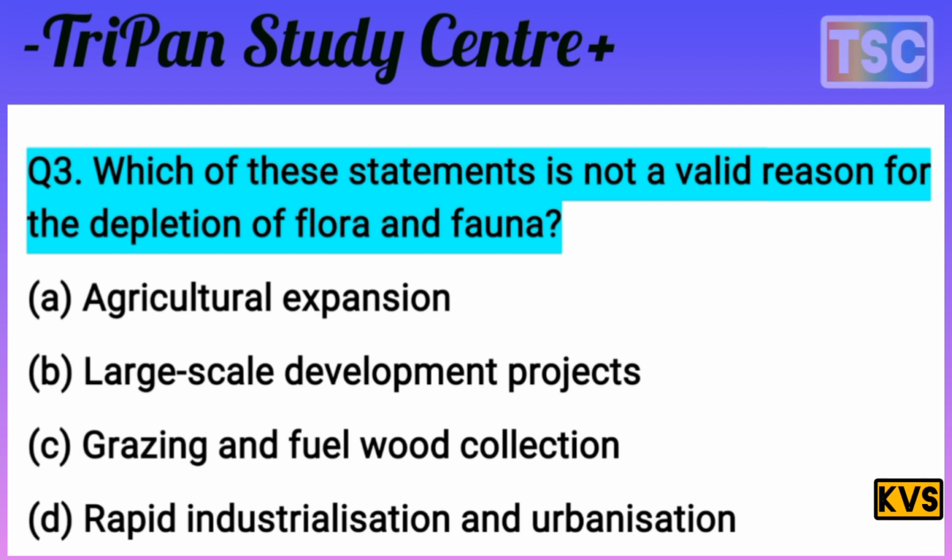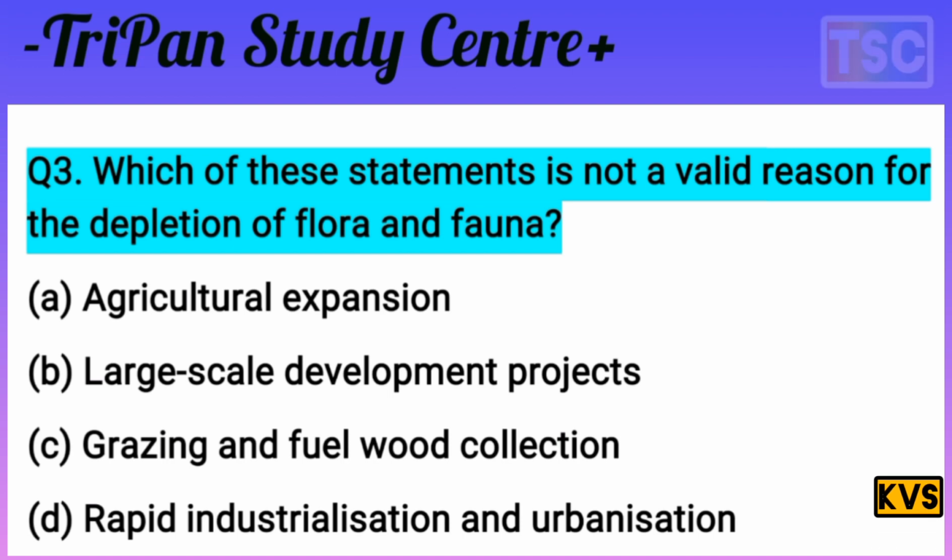You must have thought of your answer. Let's see what our answer is for this question. The question is very clear: which statement is not a valid reason for the depletion of flora and fauna? Option A is agriculture expansion, which is not the answer. Large-scale development projects, there is nothing here. And grazing and fuel wood collection is not the answer. But the main reason for the depletion of flora and fauna is rapid industrialization and urbanization. The answer is D, rapid industrialization and urbanization.